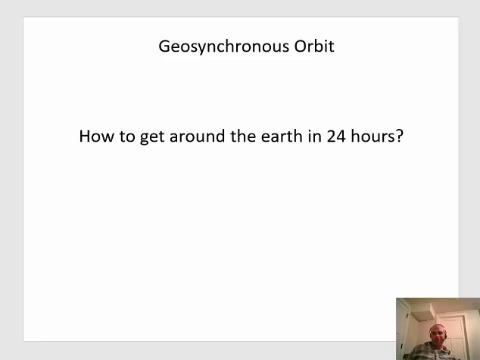Basically, if you can get an object to go around the Earth, and it would have to go around the Earth's equator, every 24 hours, it'll actually stay above the same point of the Earth all the time. Think about that. The Earth's turning every 24 hours, and the object's turning around the Earth every 24 hours. So it's remaining above the same point of the Earth.